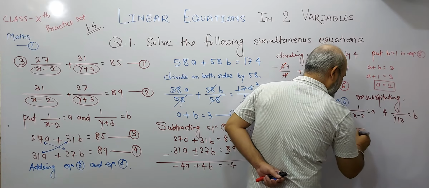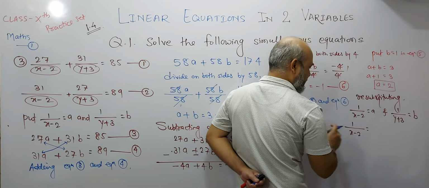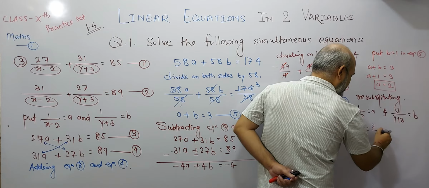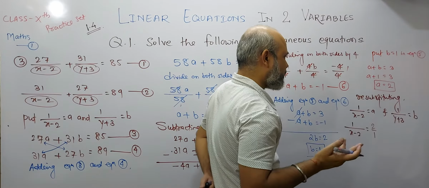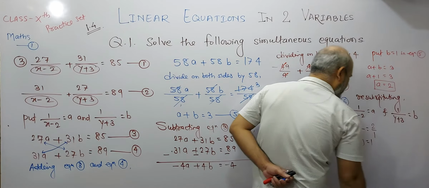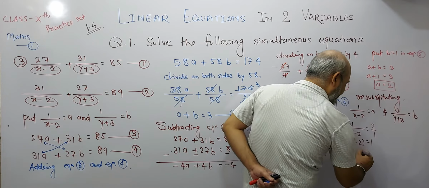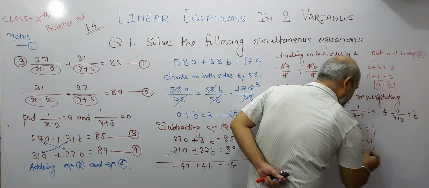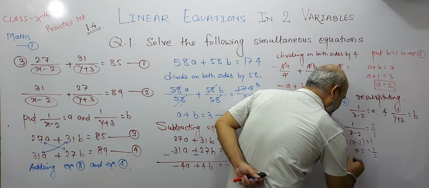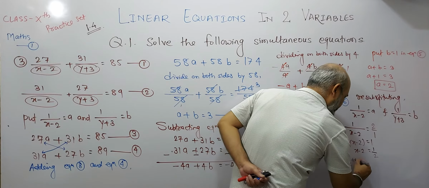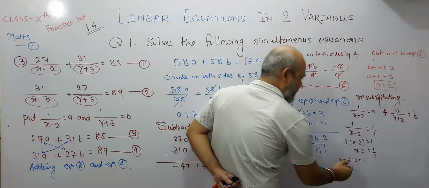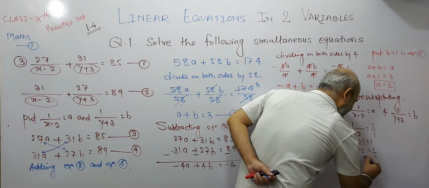So I will write here, 1 upon x minus 2 is equal to a, which is 2. So 2 can be written as what? 2 upon 1. Because 2 upon 1 is 2, so a is 2. Now cross multiply. So 2 times x minus 2 is equal to 1. So what will be x minus 2? Will divide, so 1 by 2. And what will be x? x will be 1 by 2, minus 2 becomes plus 2. This is equal to plus 2. Okay. Now cross multiply, 2 times 2 is 4 plus 1. So this will be 5 upon 2.